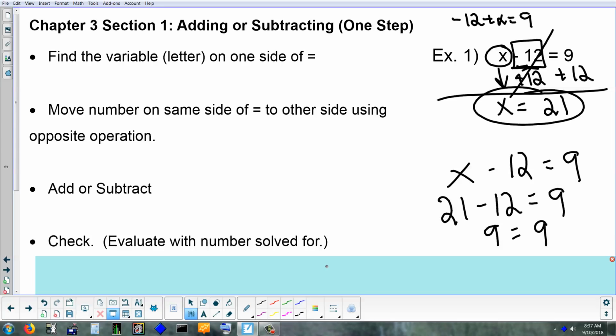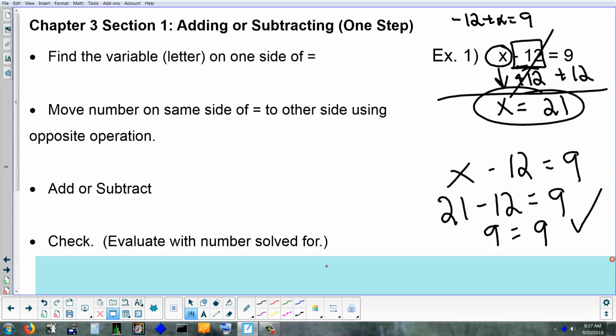When we're talking about things being equivalent, when you check it, when you do the math, if it matches up on either side, 9 equals 9. Yes, that's true. 9 is 9, the numbers match up. Yes, it checks. And those are our steps.